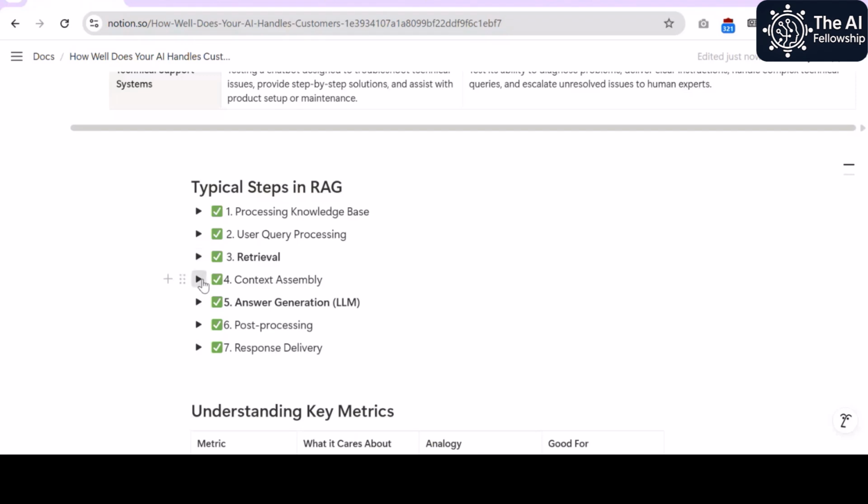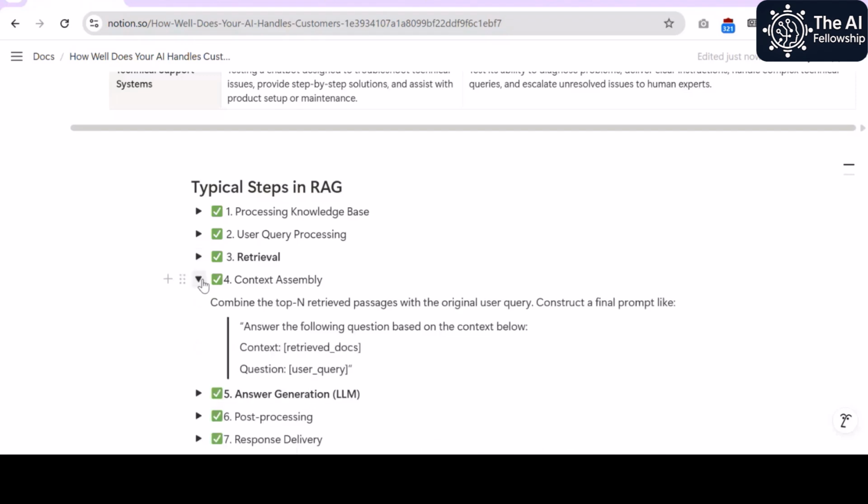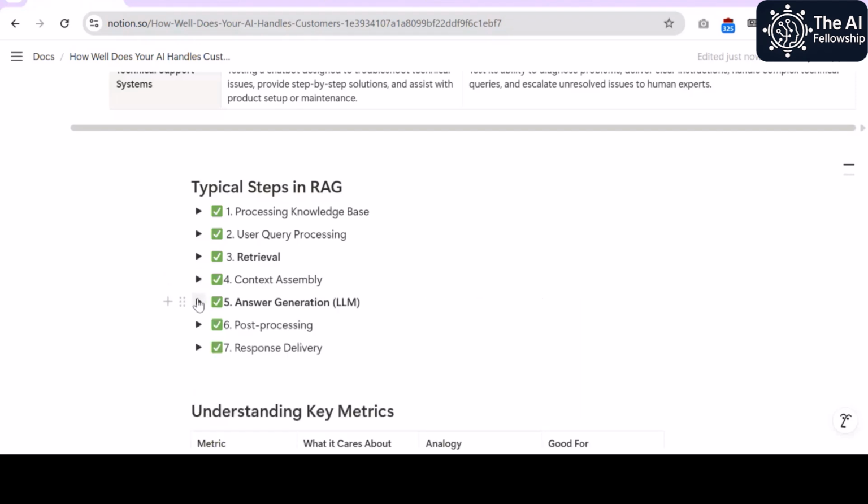Then context assembly. The top retrieved passages have to be combined into a final prompt, determining which of these are relevant for the user query. So what is Zoho? I asked them. There may be, let's say, 20 or 30 answers from the database, and it has to understand from that which is most relevant.